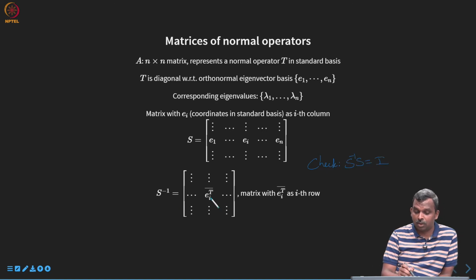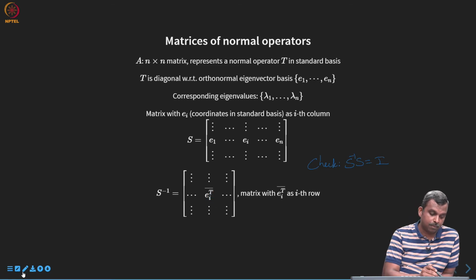Because Ei shows up in the ith column, when the ith row multiplies the columns of S, only the ith entry will survive, everything else will go to 0. The orthonormality ensures that. So this Ei conjugate transpose becomes the ith row. In the general case, when you had a diagonalizable matrix, when the basis was not orthonormal, you could not say this, right, the ith row was some general thing Ui. But here the ith row becomes the conjugate transpose.